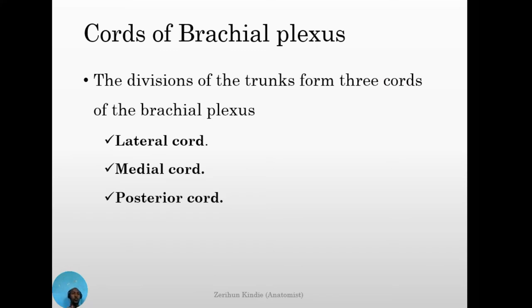So the divisions of the trunks also give the cords: the lateral cord, the medial cord, and the posterior cord. So we can get three cords formed from the divisions of the trunks. The lateral cord is mainly formed from the anterior divisions of the superior trunk and the middle trunk. The medial cord is formed from the anterior division of the inferior trunk. But all posterior divisions of the trunks give the posterior cord.